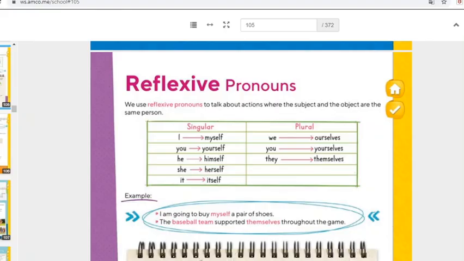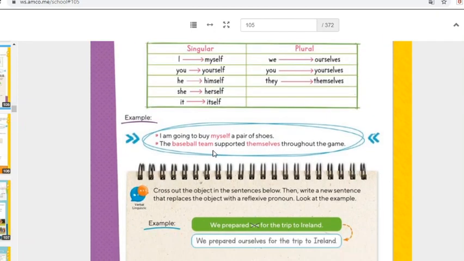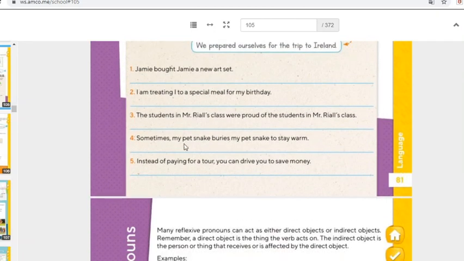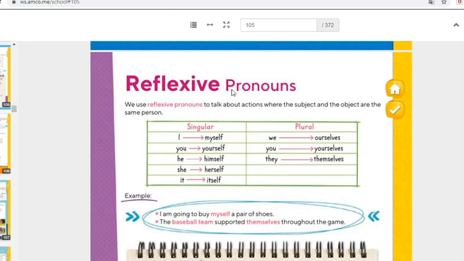But now I would like you to go to your books. Again, go back to page number 81. Here we have reflexive pronouns. We already worked on these example reflexive pronouns. It says here we use reflexive pronouns to talk about actions where the subject and the object are the same person. Example, I, myself, you, yourself, he, himself, and so on. We already worked with this.